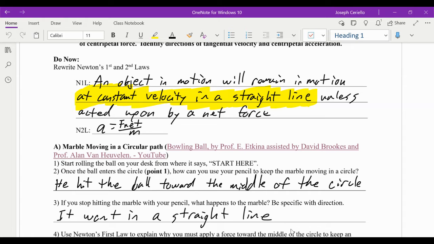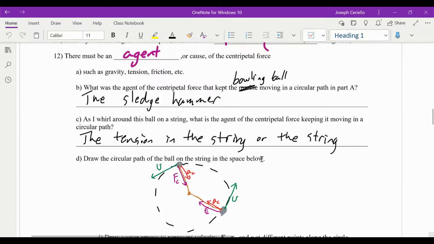I am going to refer to this as a marble and a pencil because that was a thing I used to do in class where students would do a similar simulation, but just using a marble and a pencil. But bowling ball, sledgehammer, same deal. It's analogous. So it said once the ball enters the circle at point one, by the way, that's referring to this diagram on the back page.